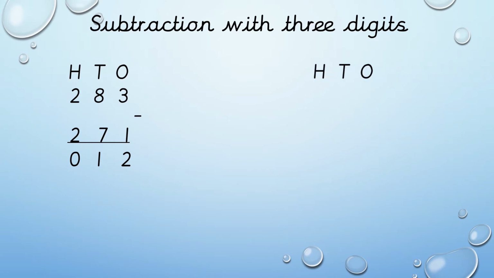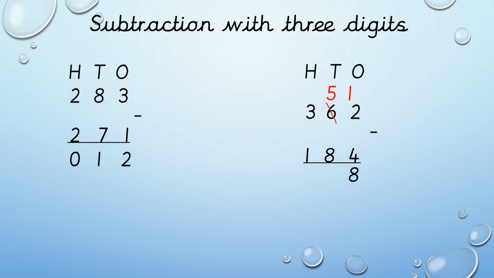Let's challenge ourselves. This time we have 362 minus 184, and you might have spotted we can't do 2 take away 4. It's very similar to what happened last time. So well remembered, we will need to exchange. 6 tens become 5 tens in the tens column, and 1 ten is exchanged, so it joins the ones column. 12 take away 4 is 8.